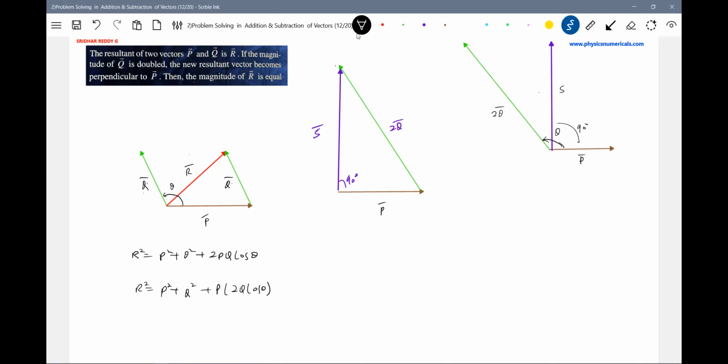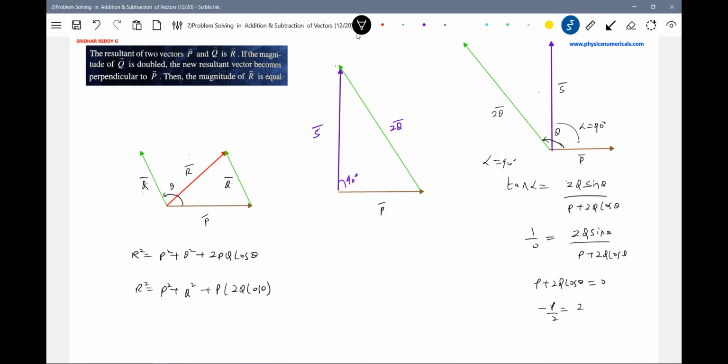The new resultant, I'll call this S bar. So what is tan alpha? This is alpha. Tan alpha is equal to 2Q sine theta over P plus 2Q cos theta. As alpha is 90 degrees, this will become 1/0, so the denominator is zero: P plus 2Q cos theta equals zero. So 2Q cos theta is minus P.